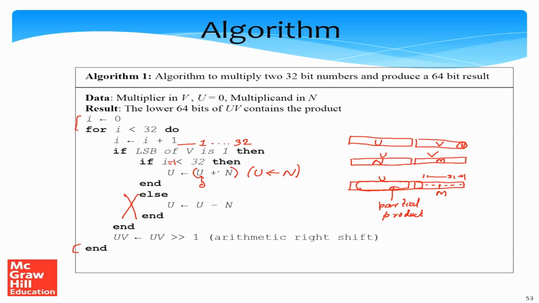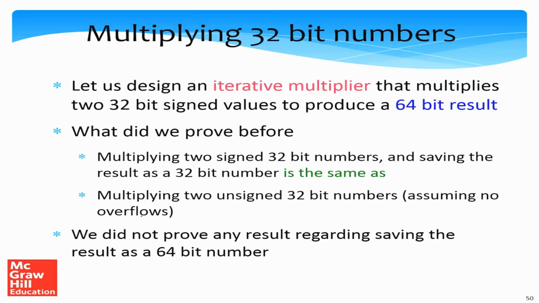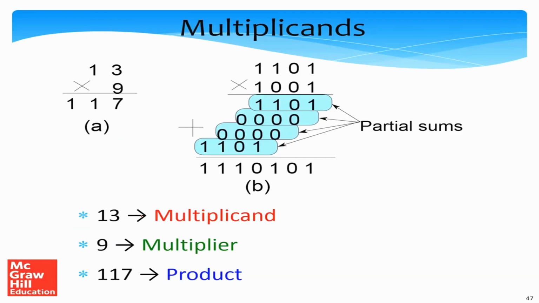If it is 1, we again add it to the partial product. If the least significant bit of V is not 1, then we don't need to add anything. If we go back to this example, first we are considering this bit. This is 1, so we set U to the multiplicand. Then we shift both the multiplicand and the multiplier by 1 position. So this bit falls off from the right. Then we consider this bit. Since this bit is 0, we don't have to do anything.